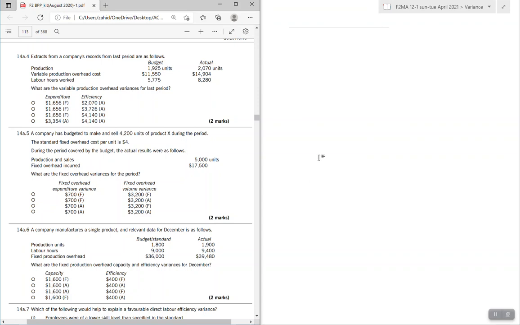So in expenditure, we're looking at the total budget and actual. Total budget is not given, per unit is given, but if we take overhead per unit, multiply by budgeted units, it should give us total budgeted overheads. Total budgeted overheads is 16,800 and actual is 17,500, so we have 700 adverse. We have more total overheads.